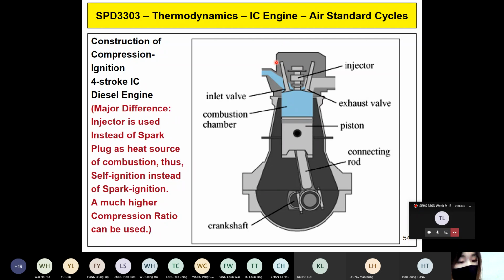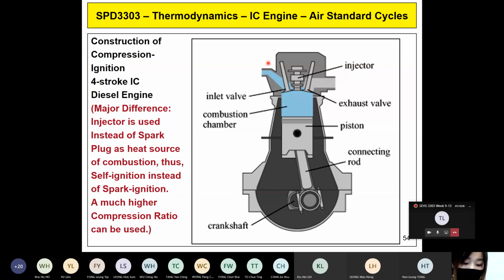In the previous lecture, you learned the efficiency of the air-standard Otto cycle. It is directly related to what? Temperature, right? The temperature at each point. And the temperature during the process is directly related to what? To the compression ratio. That means a higher compression ratio can give you a higher thermal efficiency, right? That's the relationship between compression ratio and thermal efficiency.